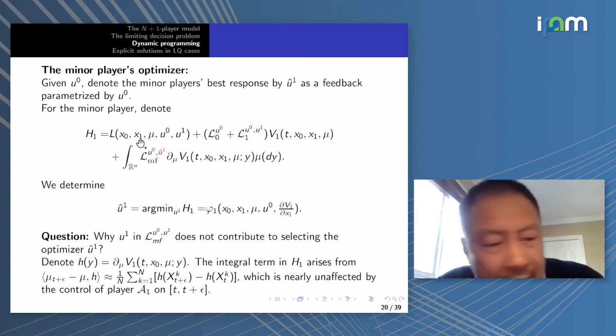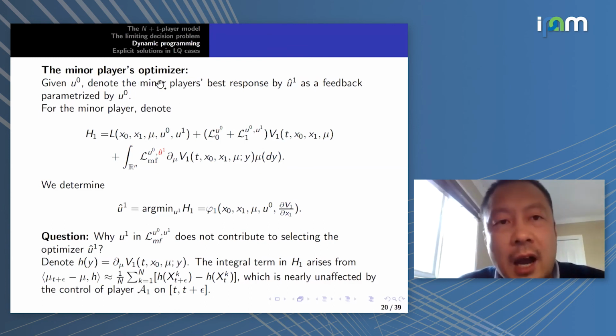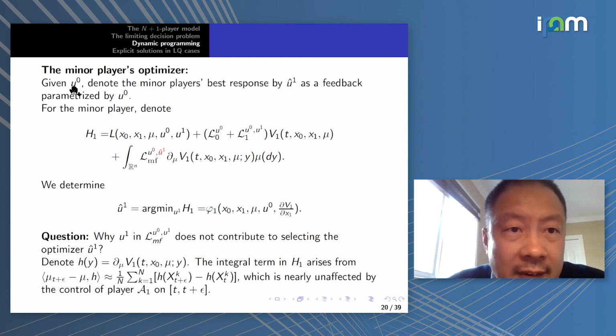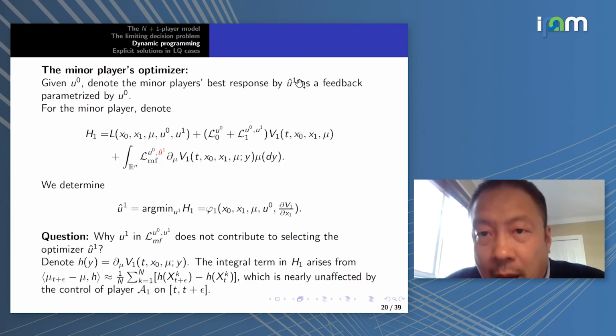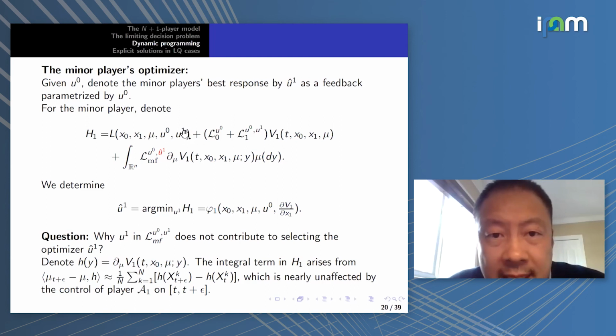And here we will give a little bit of detail about the choice of the optimizers. That's actually the most important part of this talk. So first we are given the action of the major player. We choose the best response of a representative minor player at this point, denoted by U hat superscript 1, because this is for A1. Actually, this minor player will try to maximize H1 by choosing its U1.